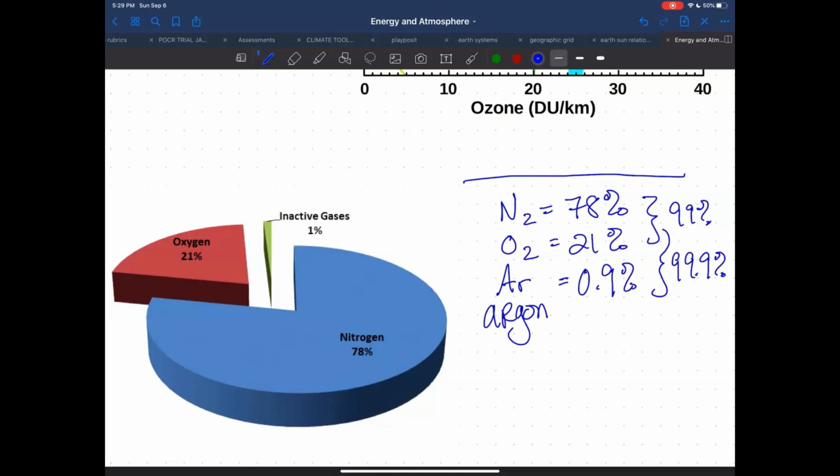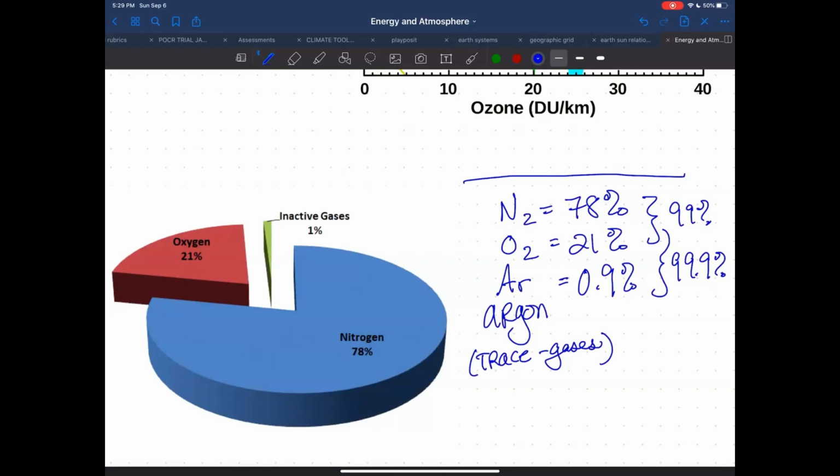What are some other gases that you're familiar with? Ones that are talked about in the news, for example. All of these other gases that make up less than 0.1% of Earth's atmosphere are referred to as trace gases. That means that they're such a small amount. Trace gases.